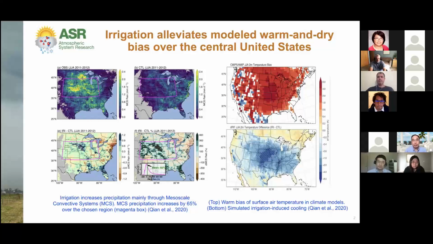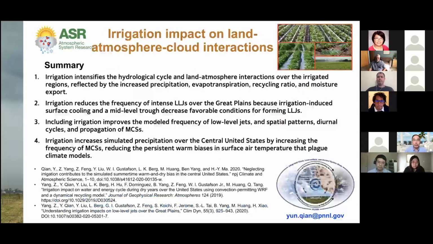So the last slide is just a summary. I'm not going to read those details. More detailed physical mechanism and process level analysis can be found in those 3 papers I listed, and certainly we can chat during the poster session if you have any questions. So hopefully I'm not exceeding the 3 minutes.